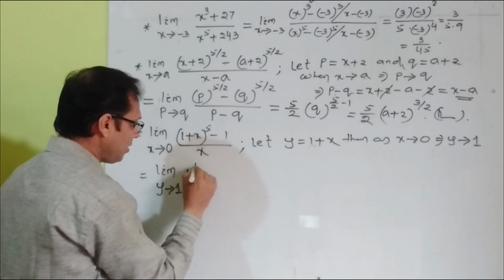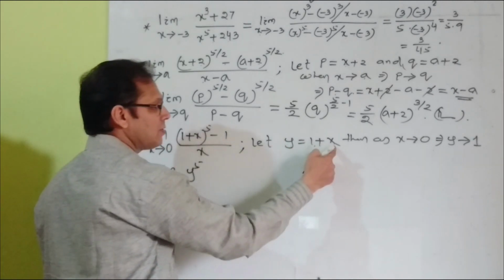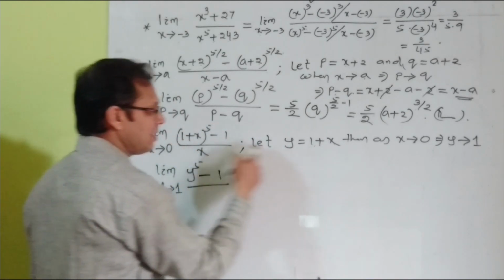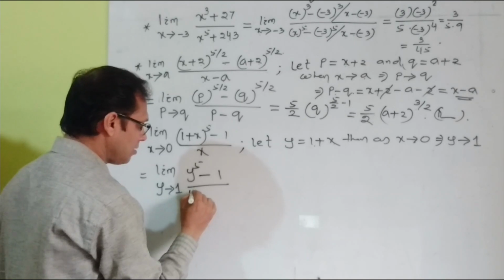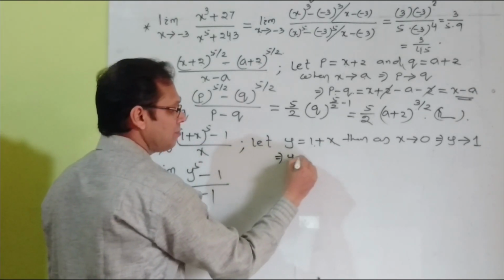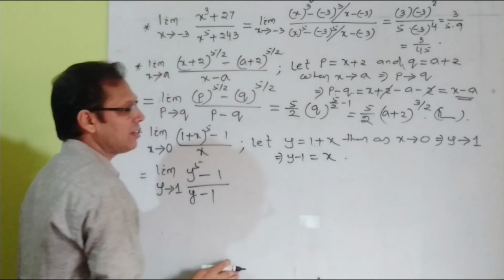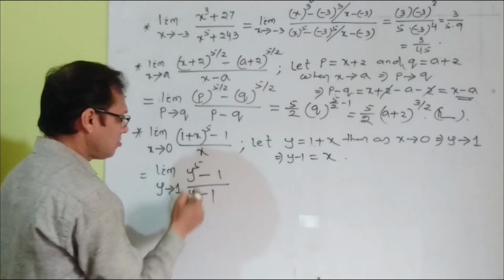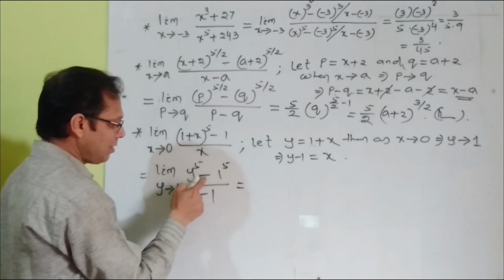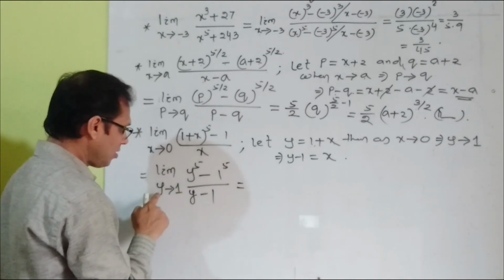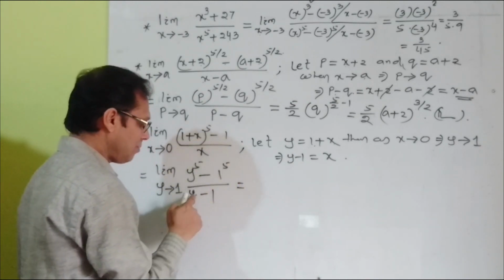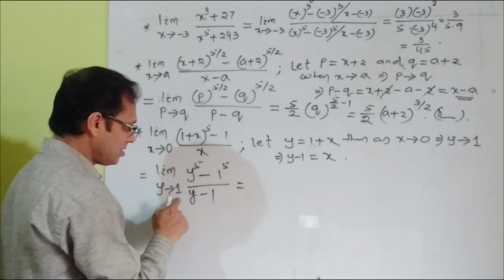y to the power 5. Why? You have taken 1 plus x as y, minus 1 by x. What is x? That is y minus 1, isn't it? Because y minus 1 is equal to x, isn't it? So x should be replaced by y minus 1. That is nothing but y to the power 5 minus 1 to the power 5 by y minus 1, y tends to 1. So this is in the form of x to the power n minus a to the power n by x minus a, limit x tends to a.